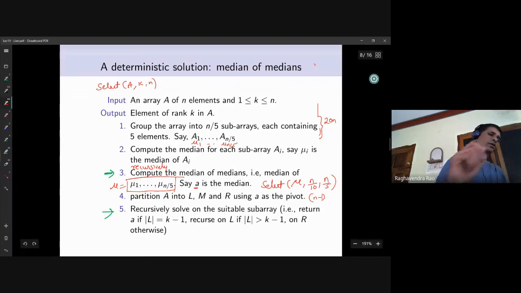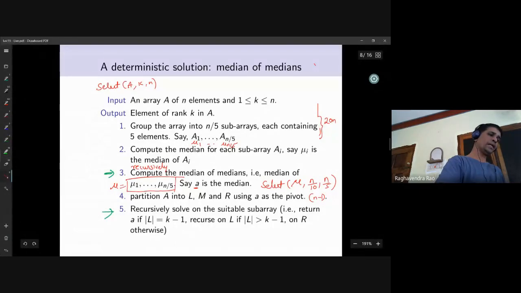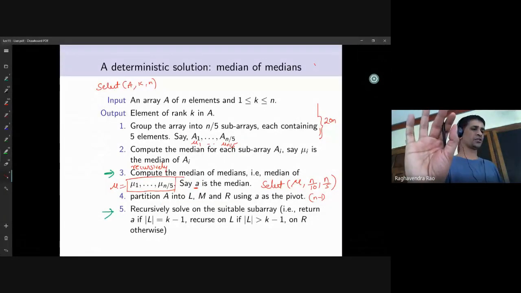Let a be the returned value. So far, this whole process, including this recursion, is to get a value which we use as the pivot. So use this median of medians as a pivot to partition the array. I mean, just partition the array again from scratch.